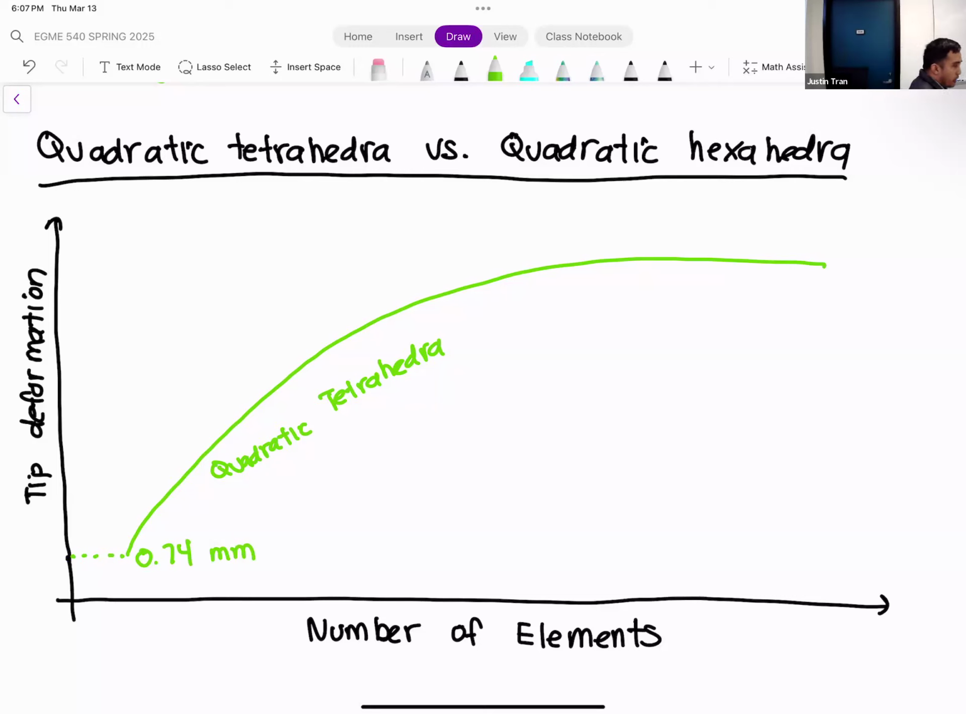So you can see that our starting point here is much, much closer to the true solution because we've switched to quadratic tetrahedra. There's still a little convergence occurring, and so you still get benefit from refining your mesh, but you're starting from a much closer location. And of course, the convergence here is at 0.75. Okay, now let's look at the quadratic hexahedron. This is the best element that you can have. So the convergence looks something like this.